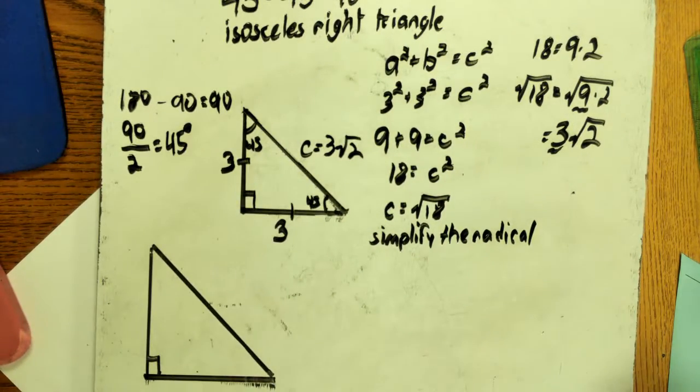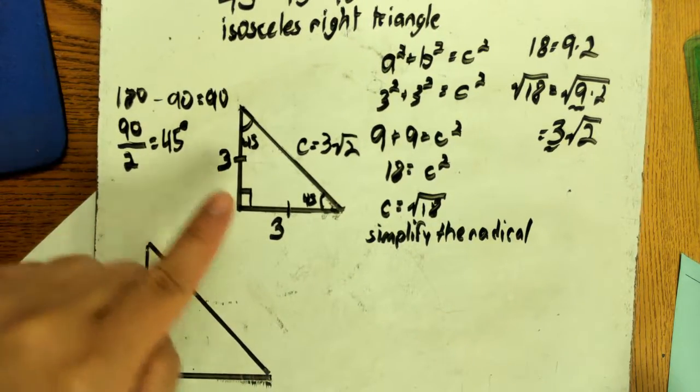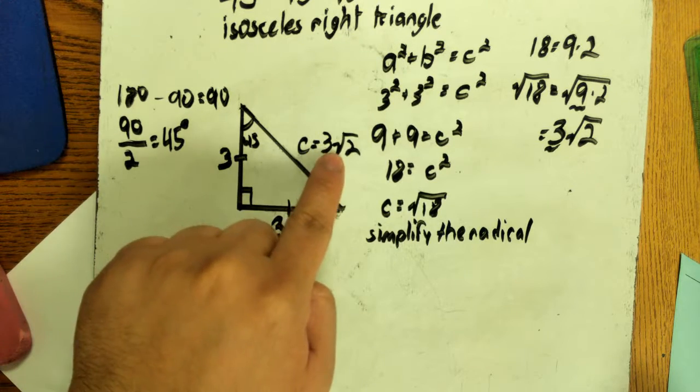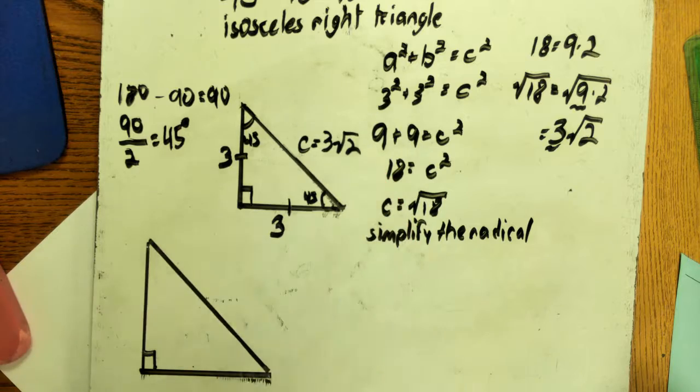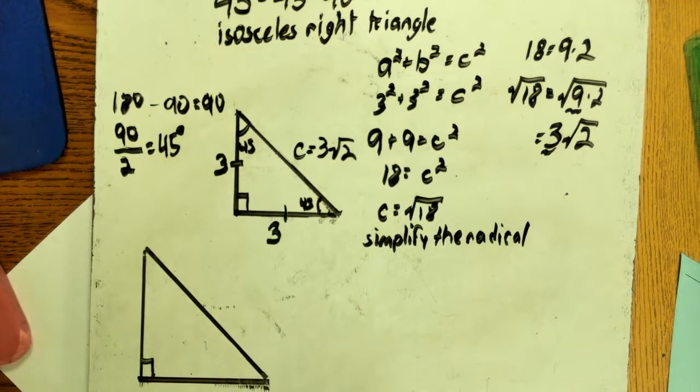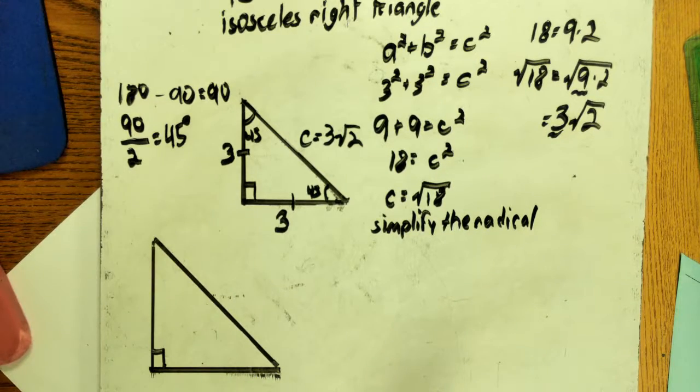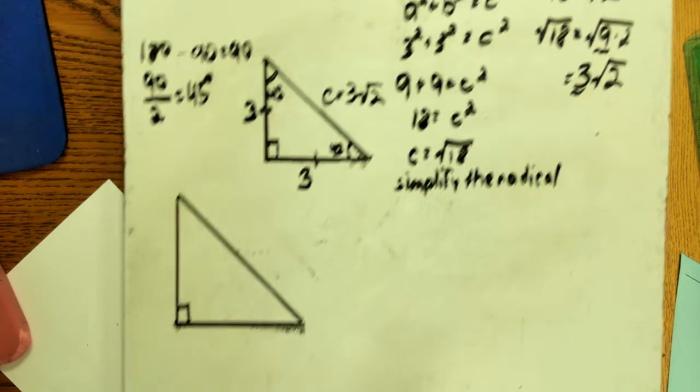Now, look at the pattern here. We have a 3, we have a 3, and we have a 3 square root 2. It's almost the same, but there's a square root 2 attached at the end. This is a pattern for a 45-45-90 triangle. Let's see if this pattern always works.